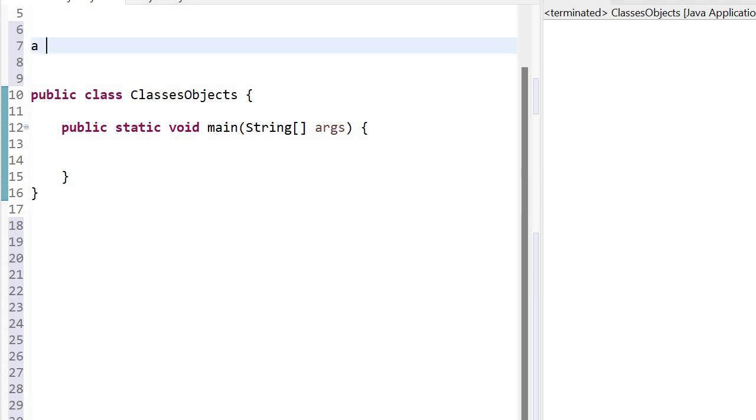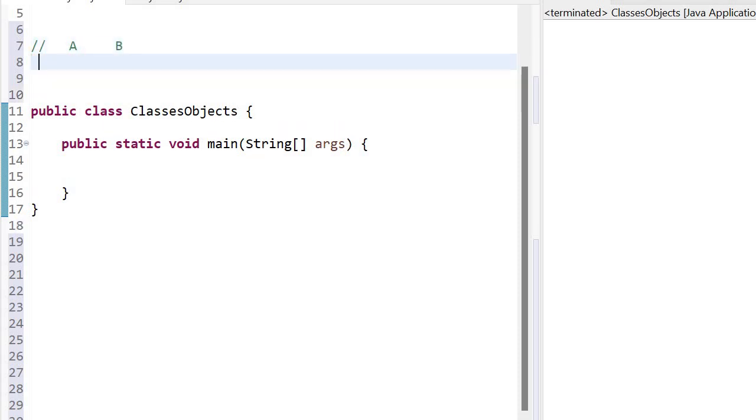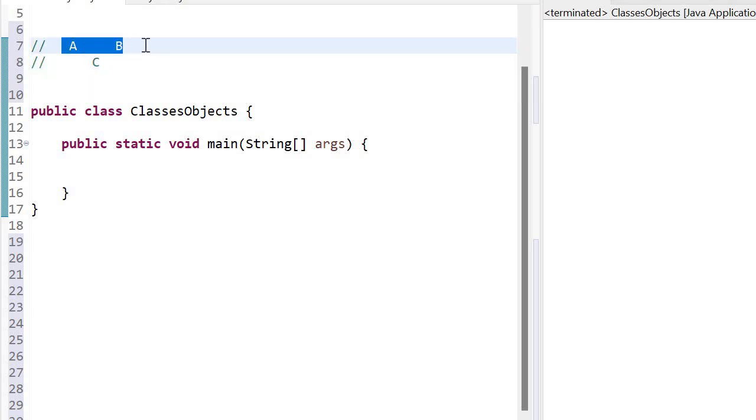Multiple means if you have two classes, A and B, then the child class will be C. It simply means that if a child class is inheriting its properties from multiple parents, this is called multiple inheritance. Let's have a look at that as well.